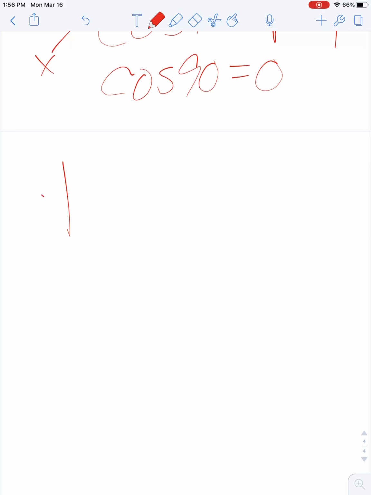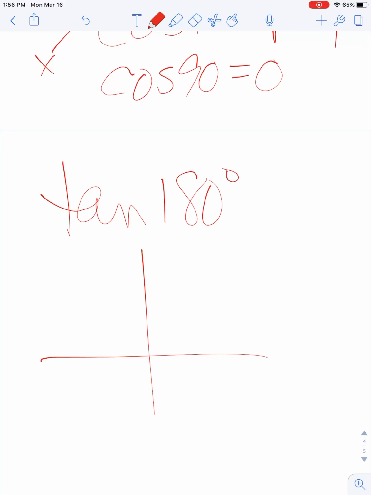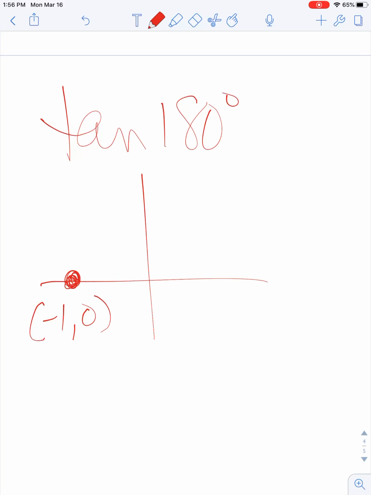Let's do a tangent. Tangent of 180 degrees. 180, I'm over here. The ordered pair in the unit circle is negative 1, 0. This one I can't do a shortcut and just say it's an x value or a y value. But tangent is y over r. Here's my x, here's my y. So it's 0 over negative 1.